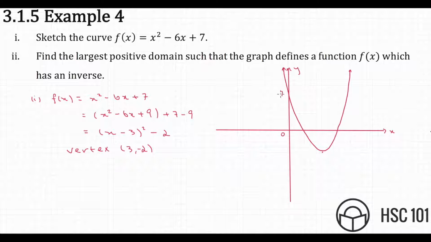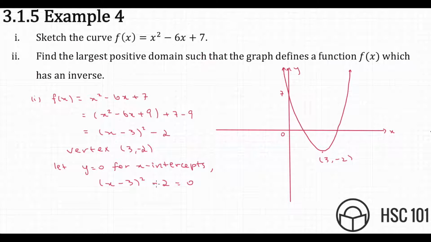So this is essentially what f(x) looks like. The y-intercept up here is 7. This is not drawn to scale at all. The vertex is (3, negative 2). If we want to go the extra mile to find the x-intercepts, let y equal 0 for the x-intercepts. Then we've got (x minus 3) squared minus 2 equals 0. This is going to be the easiest form to solve.